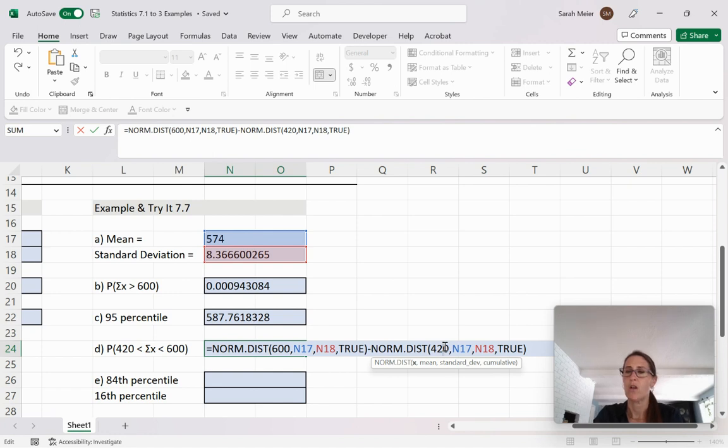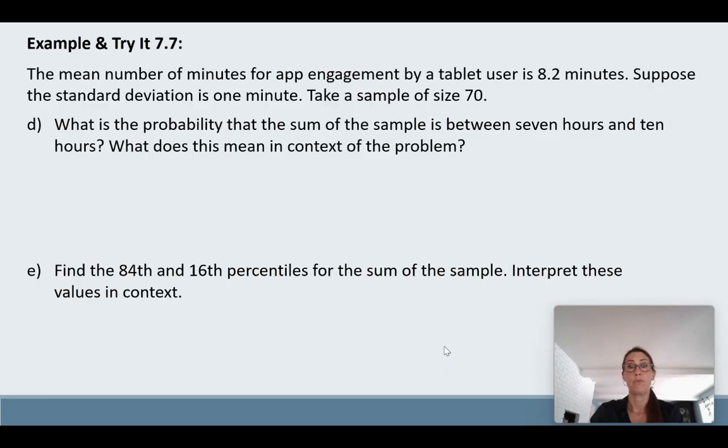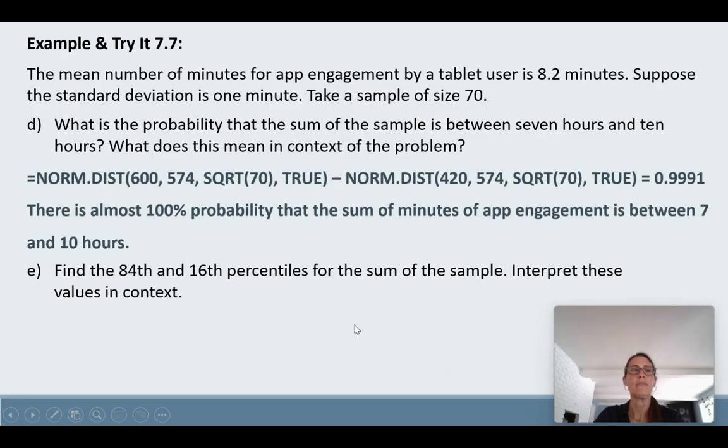So probability should always be positive. Z-scores can be negative, but not probabilities. All right, so I put the bigger one first, and then I subtracted off the smaller one, and now we get a positive value. It's the same value, just the signs were different. 0.9991. So that's a pretty high probability. There's almost 100% probability that the sum of minutes of app engagement is between 7 and 10 hours, or you could say 420 minutes and 600 minutes.